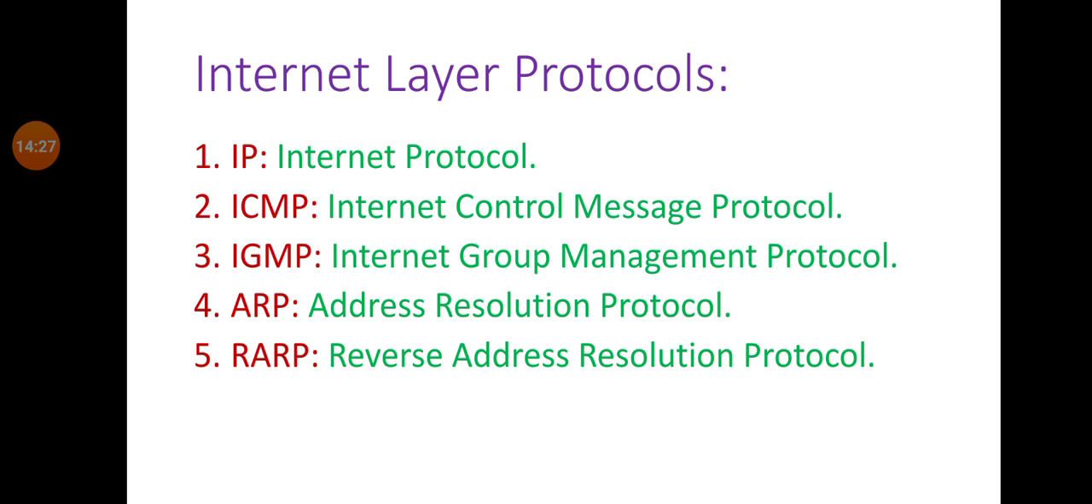These are the set of rules that are used to put a message into packets, and it is responsible for addressing packets. So IP does two works: it sets rules that are used to put messages into packets, and second, it is responsible for addressing packets. So why is addressing necessary? Whenever we transmit packets from source to destination, they may not reach the destination in sequence. So addressing is necessary, and to reach a particular destination, destination addressing is very much necessary.